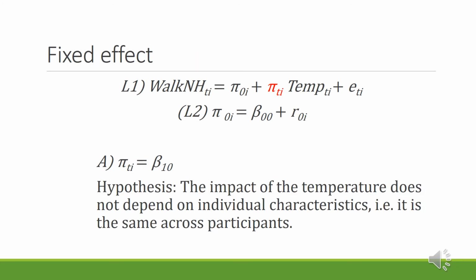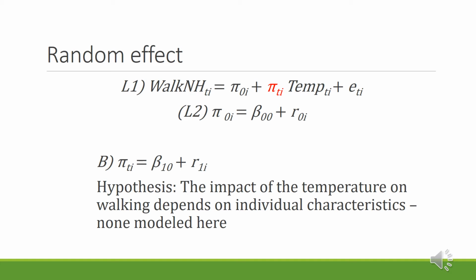So here's the scenario if we assume that there's a fixed effect of temperature on walking. We would just be modeling the pi ti as beta 10, and that would just be substituted in there, and there would be no random effect. The hypothesis for this model is that the impact of temperature does not depend on individual characteristics, and that is the same as saying the impact of temperature on walking is the same across participants. So let's say the temperature increases by 10 degrees, people will walk 10 fewer minutes per week.